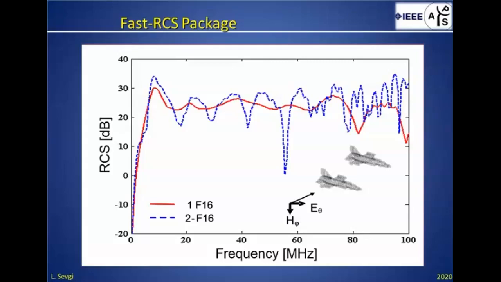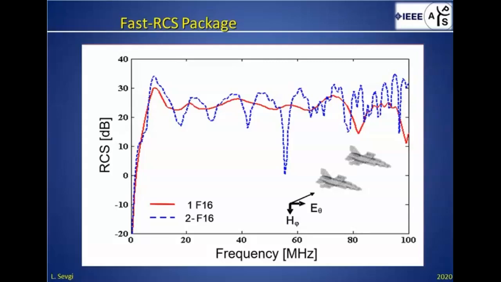It depends on the geometry of the target. It depends on the number of targets. It depends on their locations. It depends on the distance between targets. It depends on the angle of illumination, the arrival of the radar signal. It depends on the frequency. So RCS engineers need to measure or do the simulations at every single frequency.